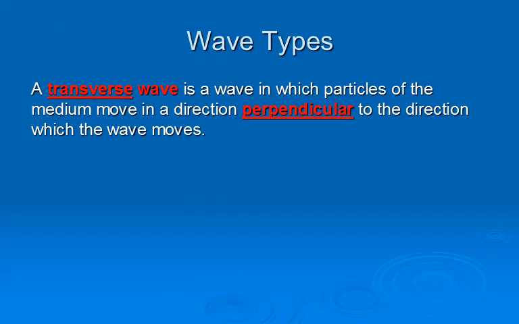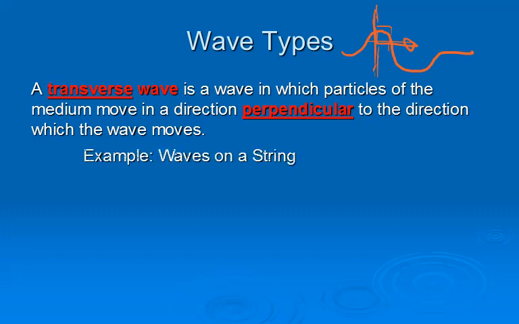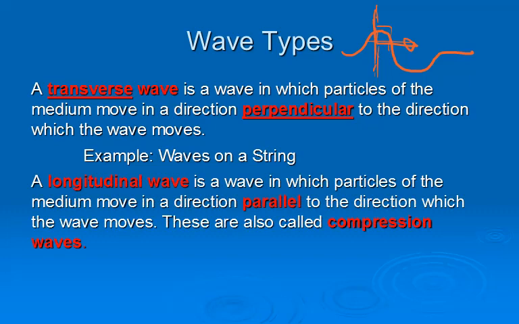The transverse wave is where the particles move in a direction perpendicular to the motion. So in other words, if we had a rope, as the wave goes by, the medium itself is moving up and down, whereas the wave is going from left to right. They're perpendicular to each other. And so waves on a string would be a good example of that.